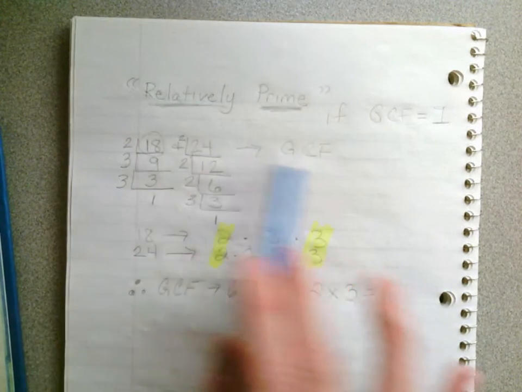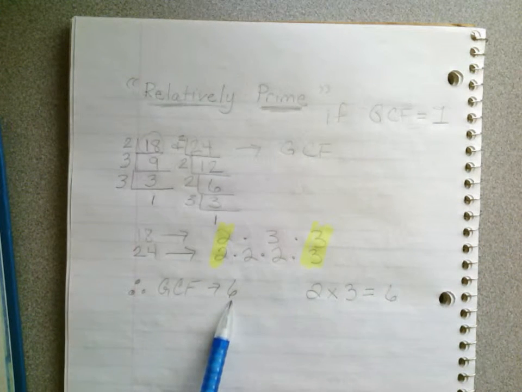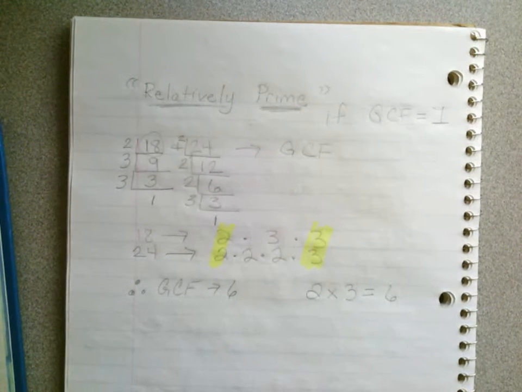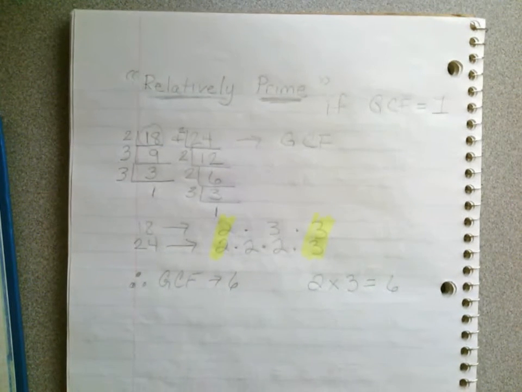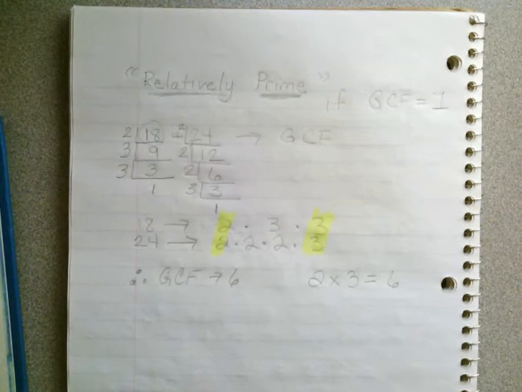It's relatively prime if their greatest common factor is 1. Is this relatively prime? No, because their greatest common factor is not 1. Remember, 1 can be listed in a list of factors, but we're not listing it when there's other stuff, because really everything is a multiple of 1. Let's find the greatest common factor of something else.